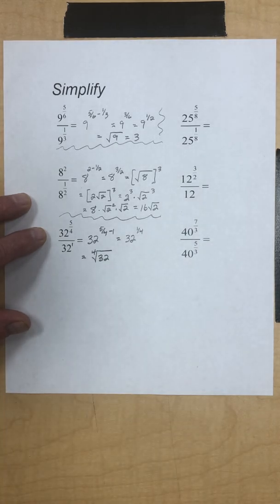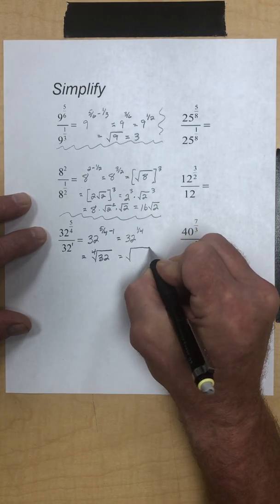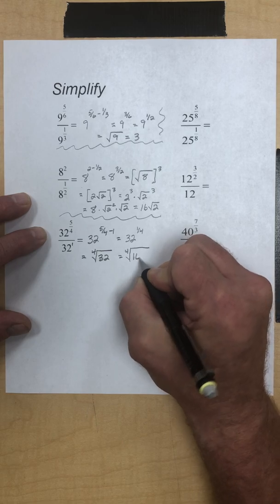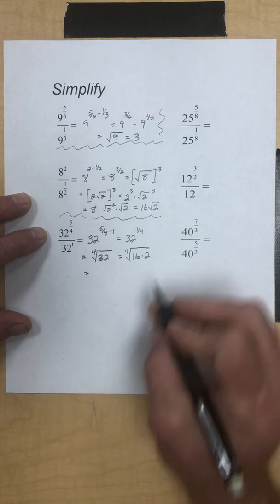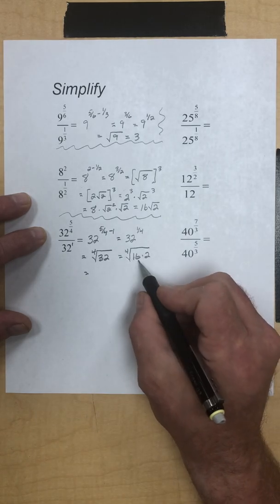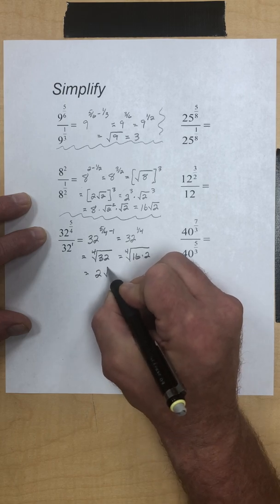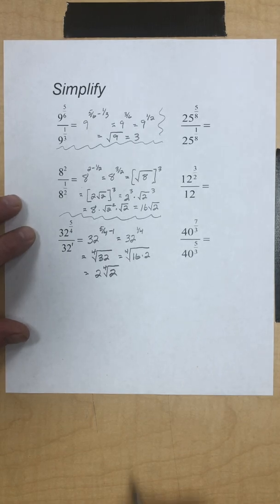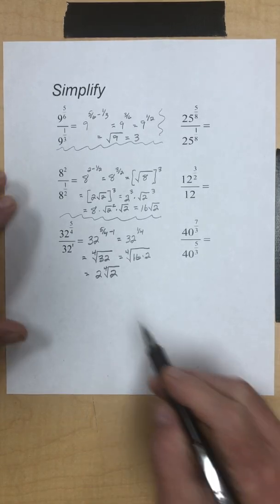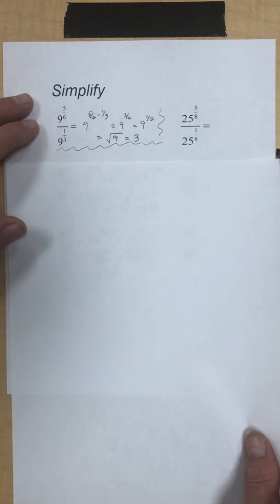But 32 does have a factor that's a perfect fourth power, and that's 16. So we get the fourth root of 16 times 2. Well, 16 is 2 to the fourth, so the fourth root of 16 is just 2. So I'm going to get 2 times the fourth root of 2, and there's nothing else I can do there. Fourth root of 2 is the fourth root of 2. Okay, so we got those three. Those weren't too bad. Let's take a look at these guys.